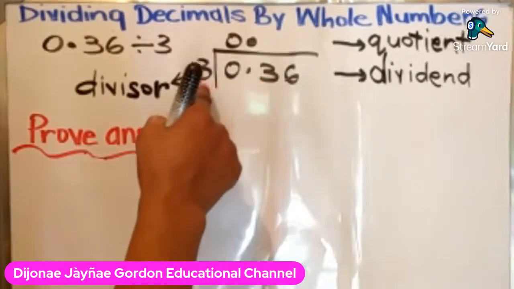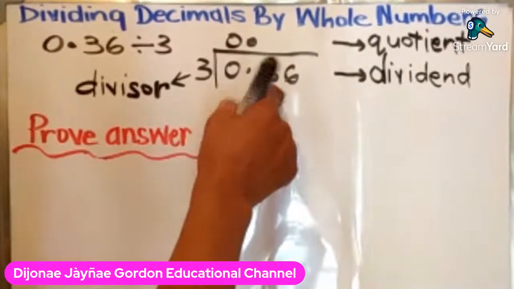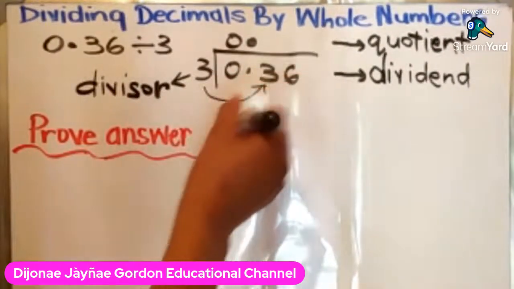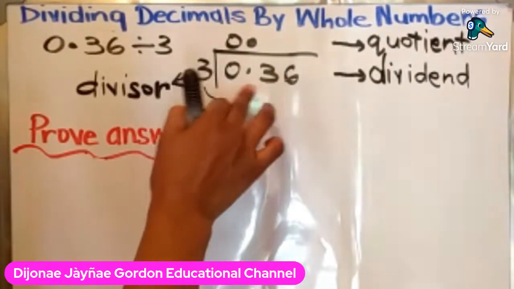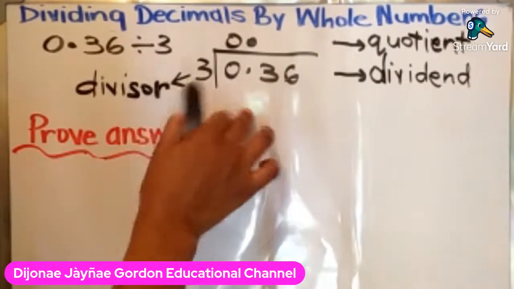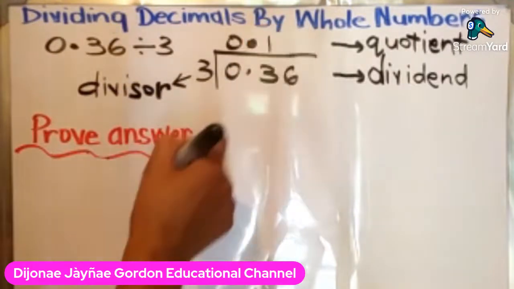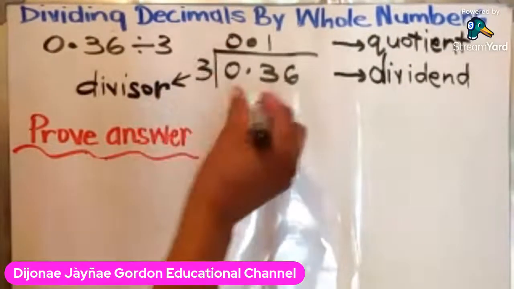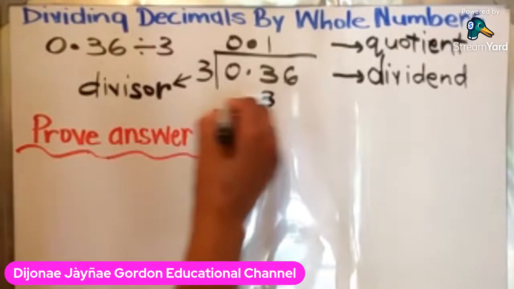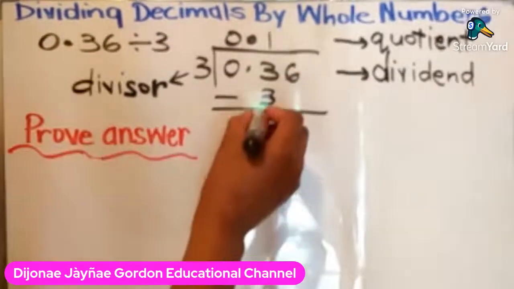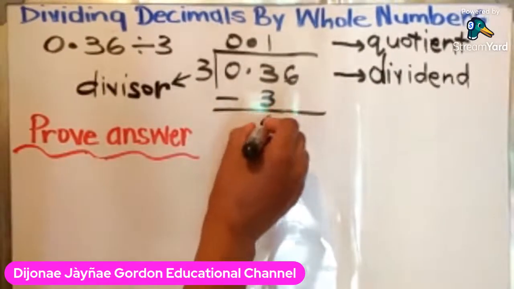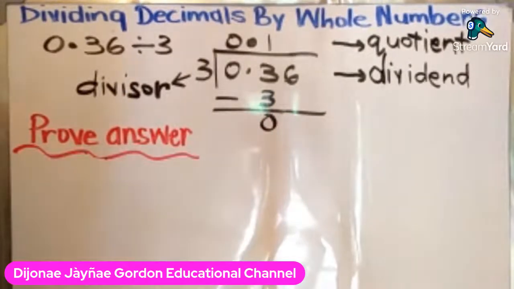All right. Now, how many groups of 3s can you get from this 3 right there? We can only get one group of 3. I'm going to put my 1 right there. And I'm going to take this one and multiply it by 3. And of course, that is 3. Take away now. And of course, you have 3 things. You give away all 3 of it. You have 0 left.